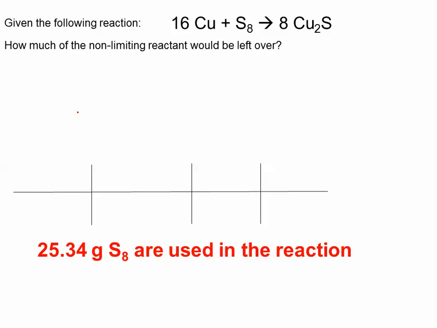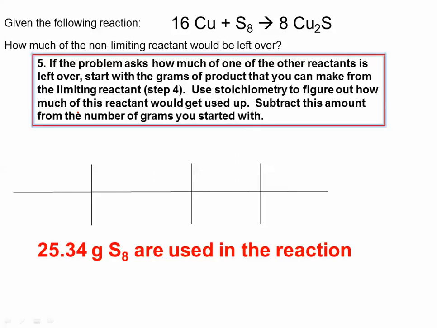Now, how much of the non-limiting reactant would be left over? Copper was our limiting reactant, which means sulfur was in excess. If the problem asks how much of one of the other reactants is left over, then start with the grams of product that you can make from the limiting reactant, and then use stoichiometry to figure out how much of this reactant would get used up, and subtract this amount from the number of grams that you started with. My PowerPoint's kind of messed up because the answer's already there, but let's do this.